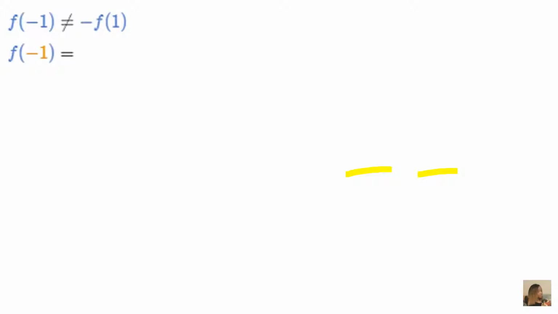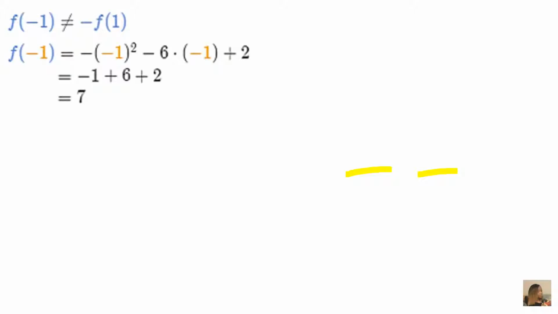So f of negative 1 equals negative negative 1 squared. We're just substituting negative 1 in for the x variable, minus 6 times negative 1 plus 2. And when we combine terms, we're going to see that negative 1 plus 6 plus 2 is our reduced equation, and this is all equivalent to 7.